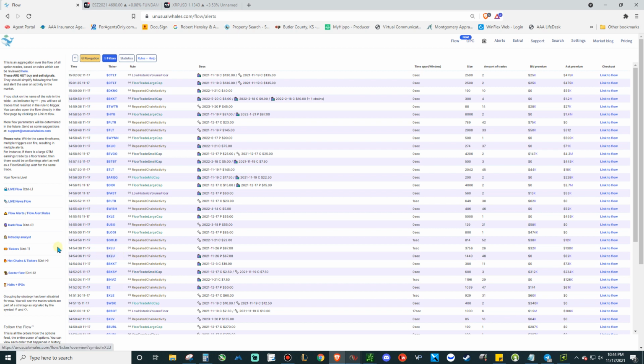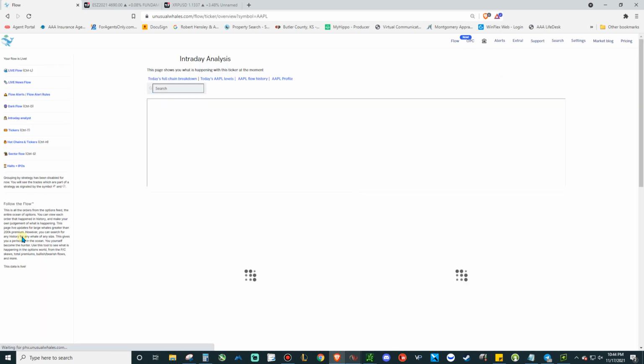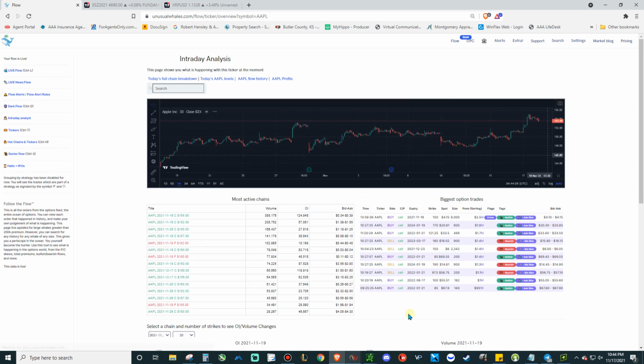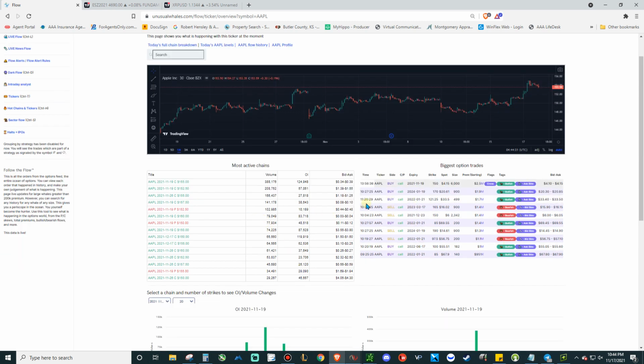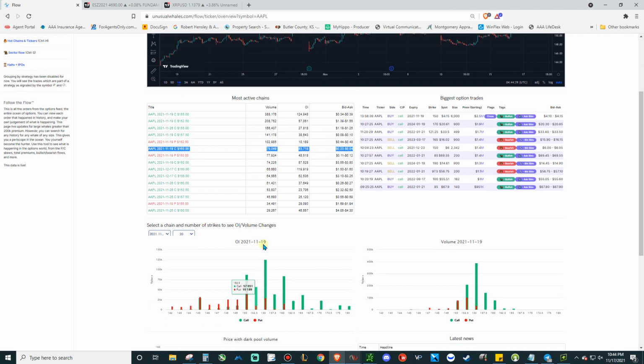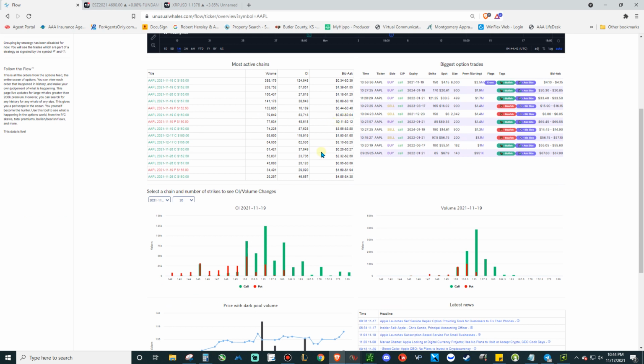Another thing I like about Unusual Whales, and I don't think I've ever really gone over this, is this intraday analyst panel. It actually comes with its own little chart, which is kind of nice. So you can see the action of whatever ticker you like. Here's Apple today. Then you can see the biggest options trades for that day. You can see the most active chains, so you know which strikes you want to be in. Look at this strike here, very interesting. I got in this thing at 0.01, and definitely a lot of people buying this level here. I was in there before everybody else just because I saw the chain.